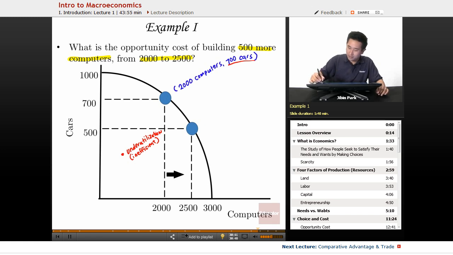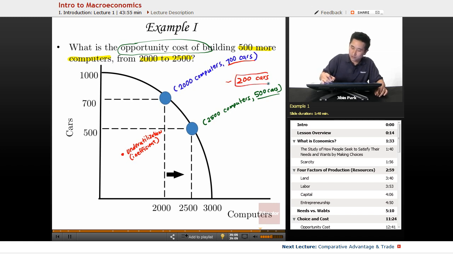Now, what you end up having is you make 2,500 computers, but now your production is only 500 cars. So the question here is, what is the opportunity cost of building those extra 500 computers? And the answer here is, since you drop production of 200 cars from 700 to 500, the opportunity cost is 200 cars.